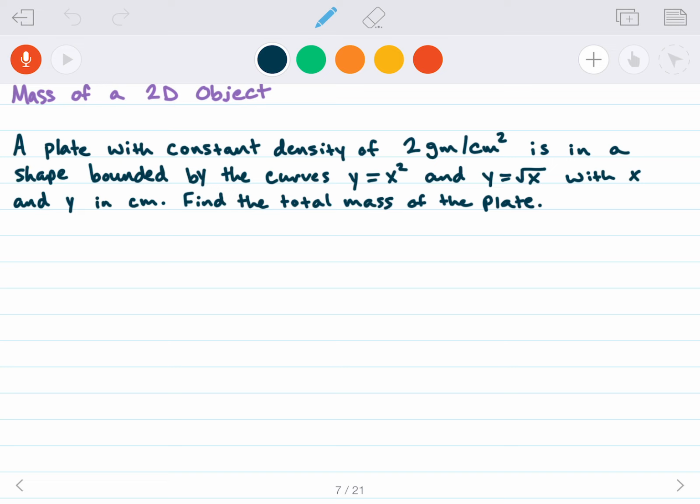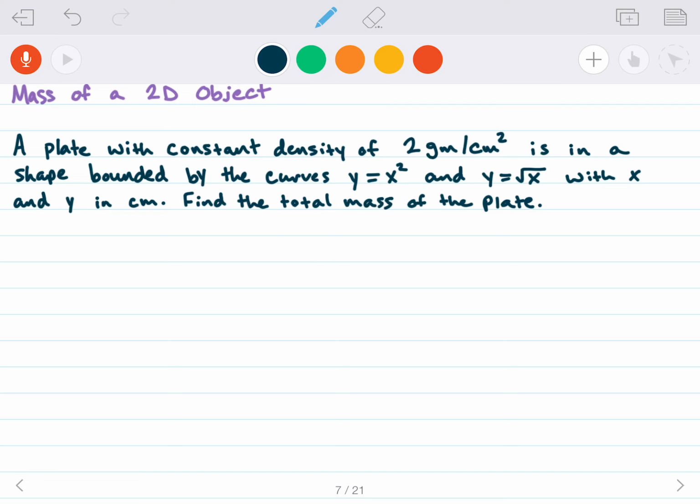Now they tell us that the density is constant. So whatever our plate looks like, the density is completely constant throughout the region. If you were to take a pencil and basically balance this plate, it would stay balanced right in the middle because the density is uniform throughout. So, with that being said, let's set up our problem.